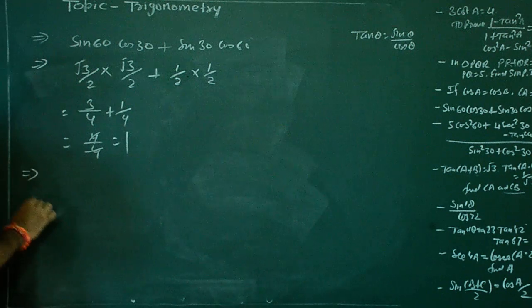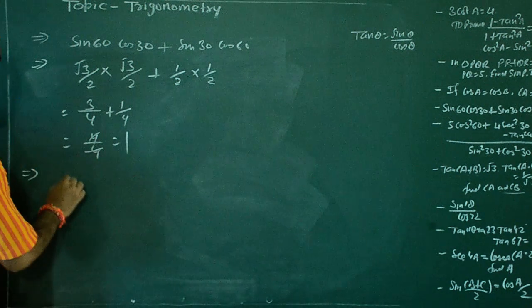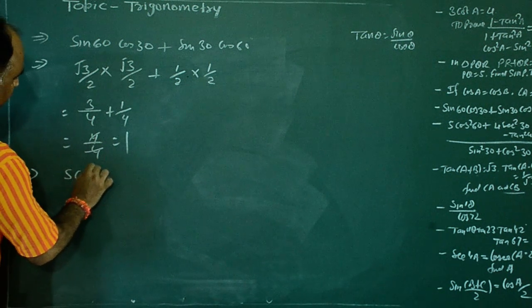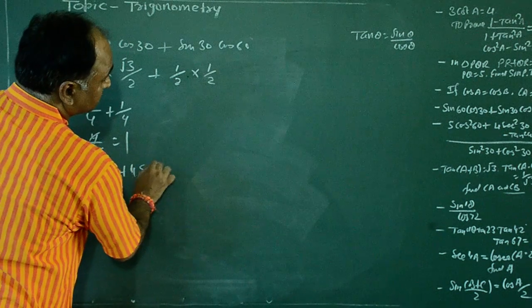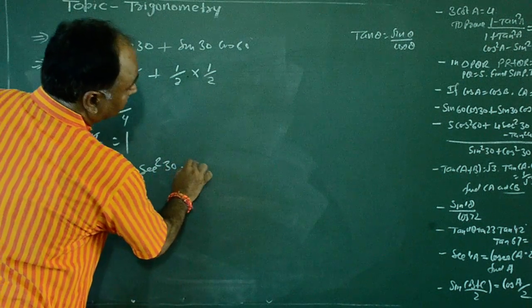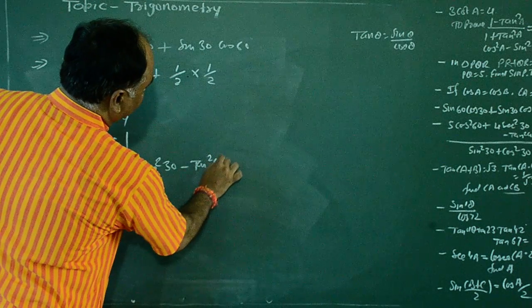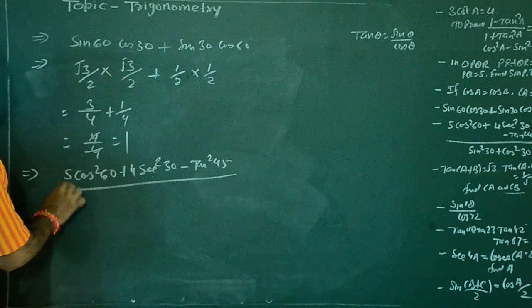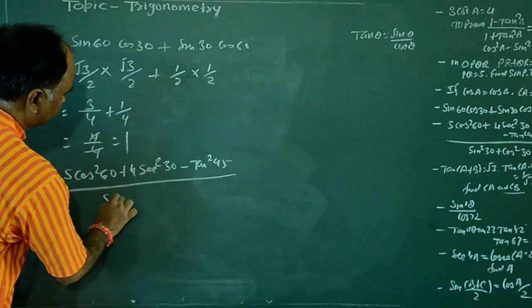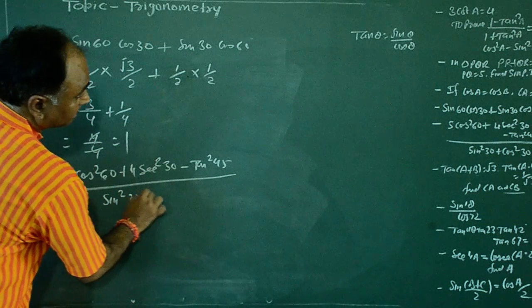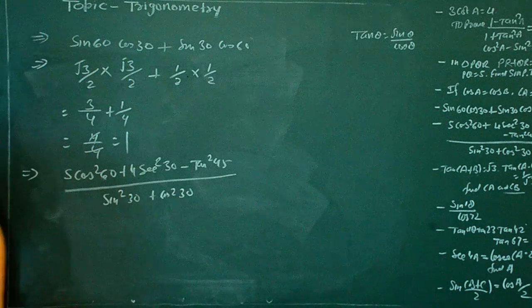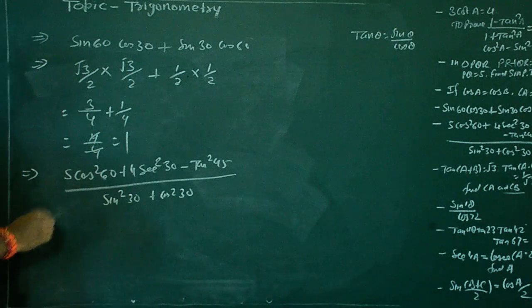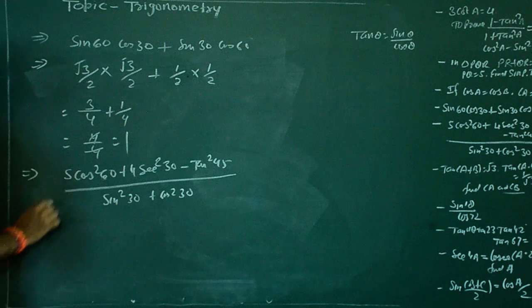Now come on, next question you have here: 5 cos square 60 plus 4 sec square 30 minus tan square 45 upon sin square 30 plus cos square 30. Only we have to put the value, there is no difficulty here.